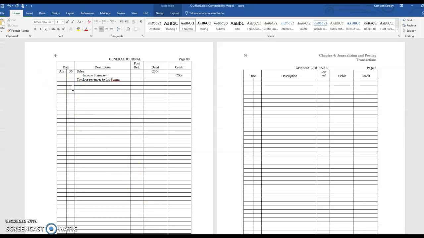Okay, so we skip a line to the next transaction. We don't put April again, but we do put the 30th in. Income summary. We're going to skip the first line. The second line is going to start our credits. So we have wages expense, rent expense, utilities expense, supplies expense, and depreciation expense. Okay.